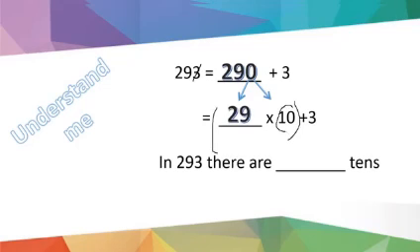I can replace 10 by this word. Let's read it together. It's tens. So how many tens are there in 293? 29 tens. But pay attention, I'm asking about a number and not a digit. So take 29 and not 9. 9 is the tens digit, not the number of tens. So in 293, there are 29 tens and not 9. Pay attention, guys.